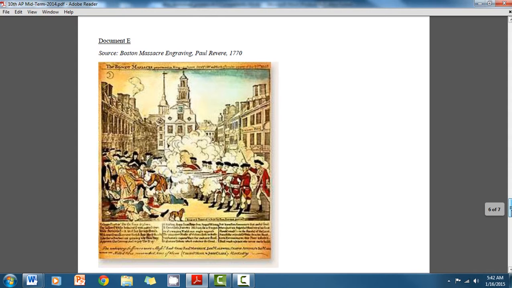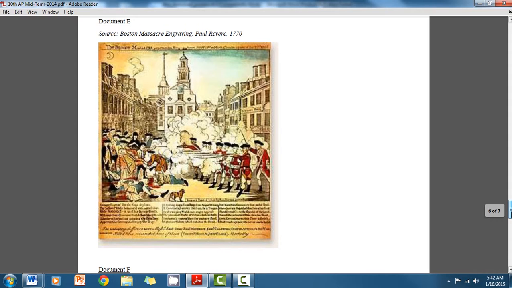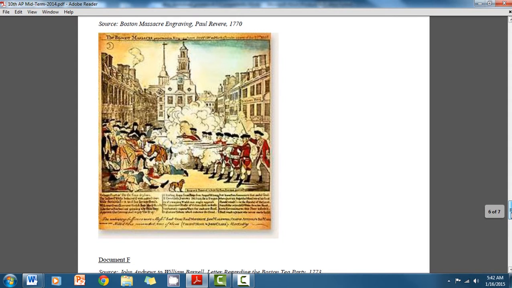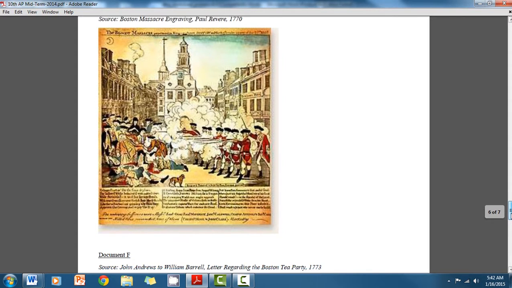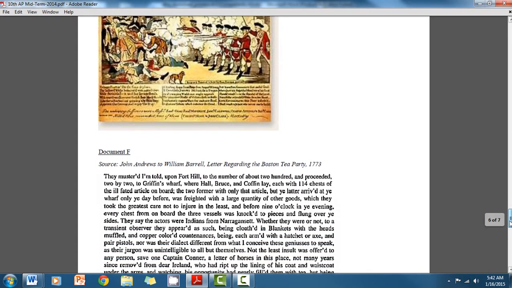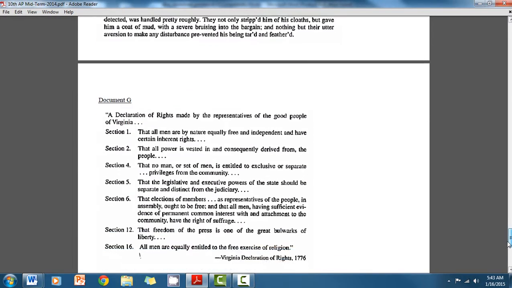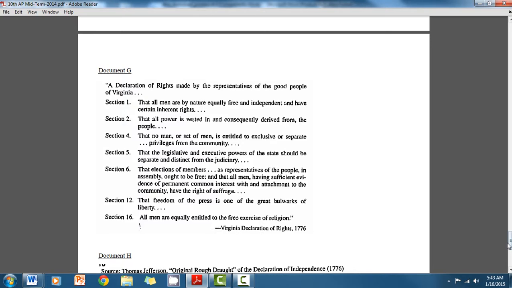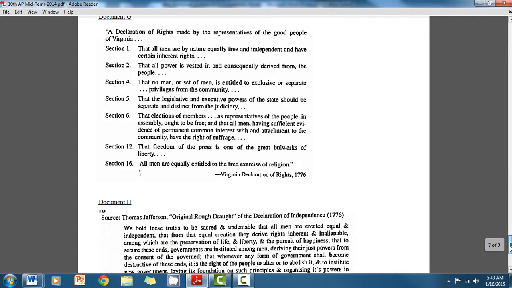So here, the Boston Massacre, because the British troops were stationed in the colonies, they're going to have limited freedom. That leads to conflict, or it causes conflict very easily. Document G here, the Virginia Declaration of Rights. They are listing all of the various different rights that they believe citizens should have. So obviously they don't have those under British rule, so that's another testament to limited freedom.